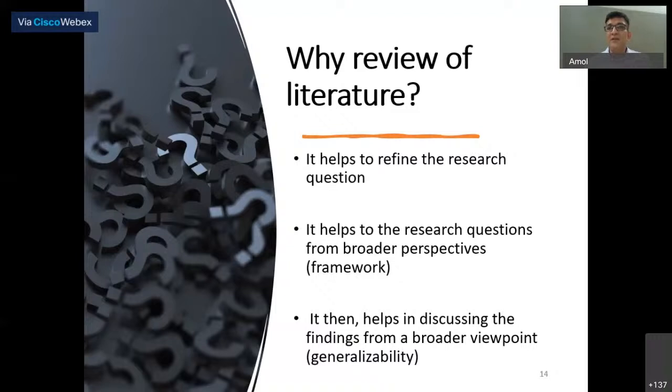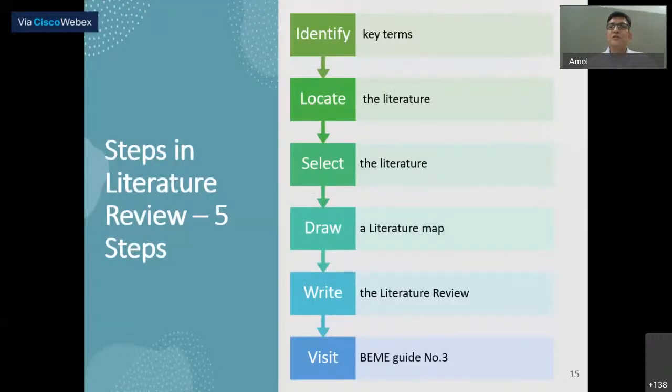It is just not having it in mind, but putting it on paper so that those who read your protocol understand your intentions clearly. Having a good protocol is a perfect beginning for carrying out good research, right, and a good thesis. So how do we do a literature search?